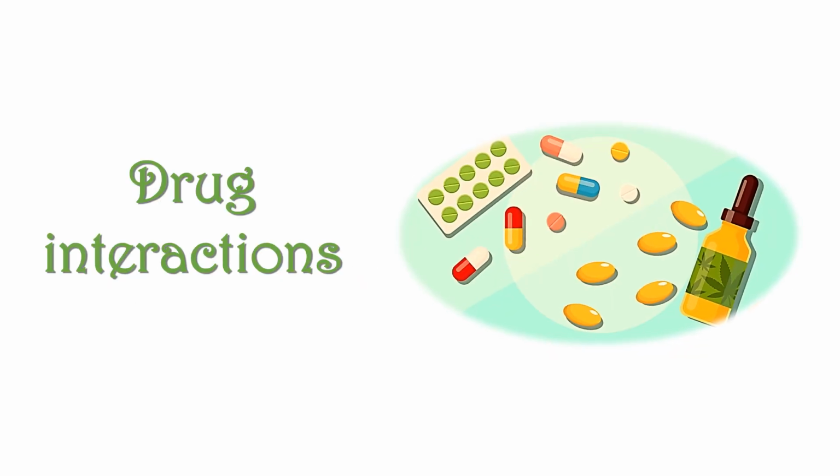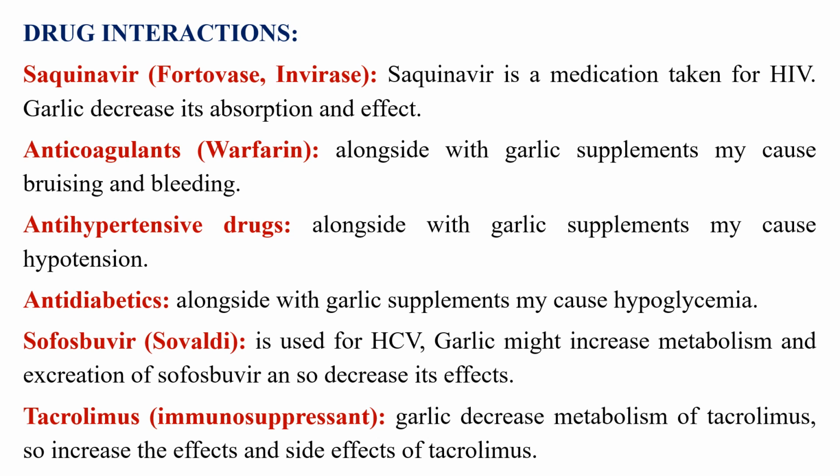Drug interactions. Garlic could interact with the following drugs. With saquinavir, a medication taken for HIV patients, garlic decreases its absorption and effect. Also with anticoagulants such as warfarin, alongside garlic supplements may cause bleeding and bruising. Antihypertensive drugs alongside garlic supplements may cause hypotension. Antidiabetics alongside garlic may cause hypoglycemia.